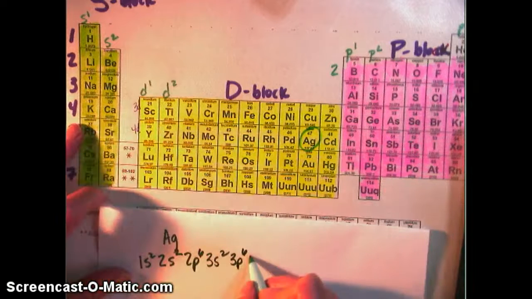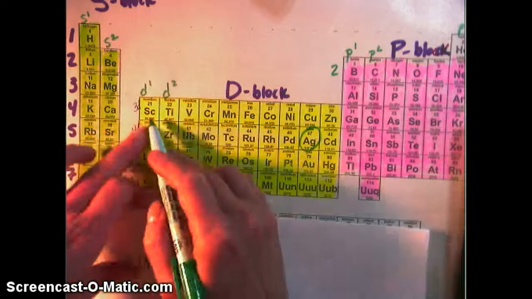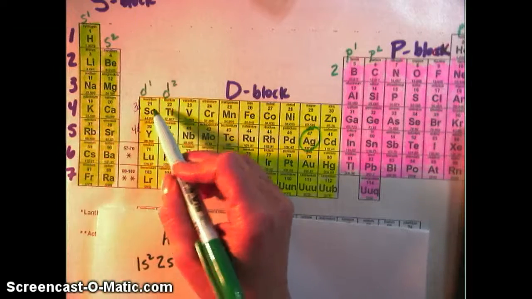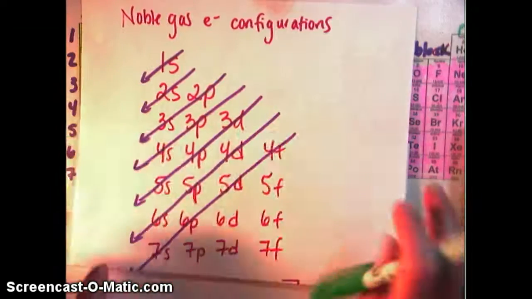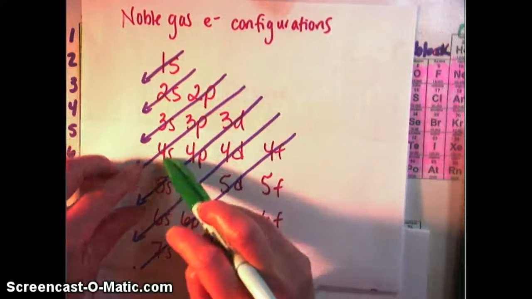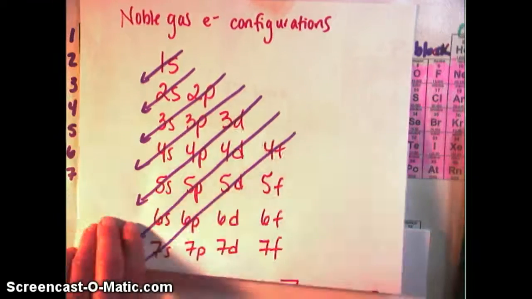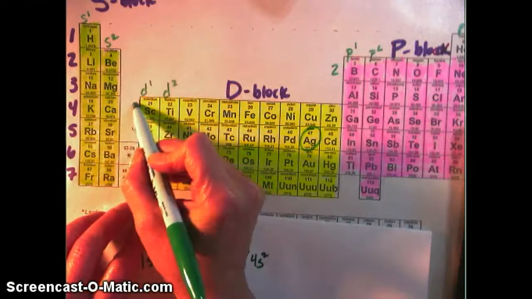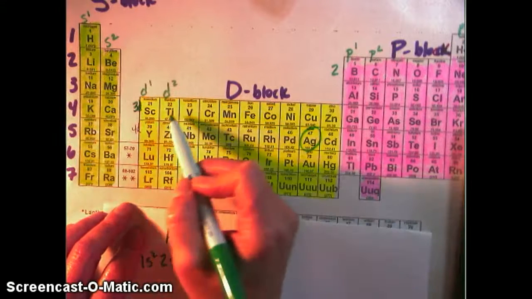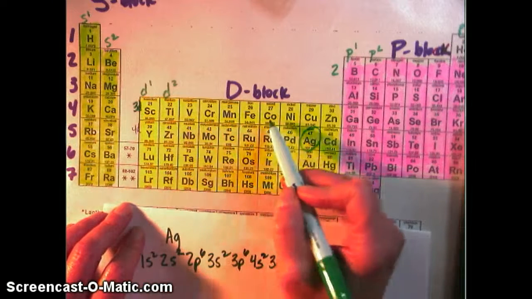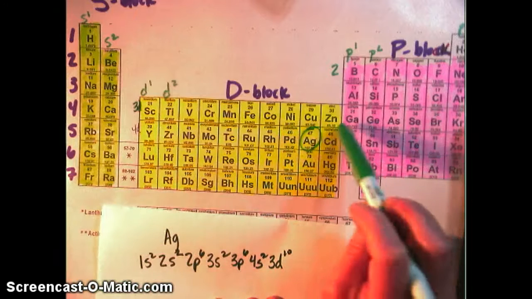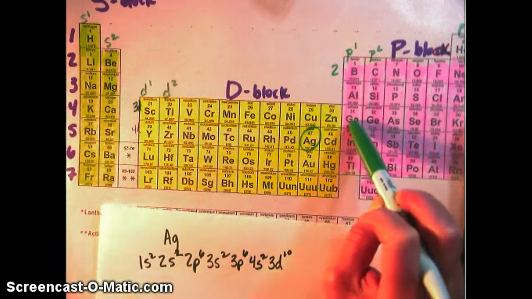Fourth row, 4s. Now we're in the D's, so 4s2. And the first D, if you remember, going back to this, the first D is 3D. So after 4s, we're going to fill the 3D. So the first one would be 3D, and you count across 1, 2, 3, 4, 5, 6, 7, 8, 9, 10. And then we're going to go back up to 4p.